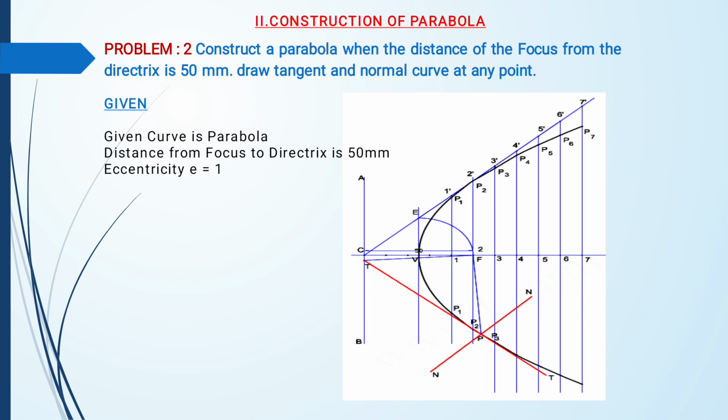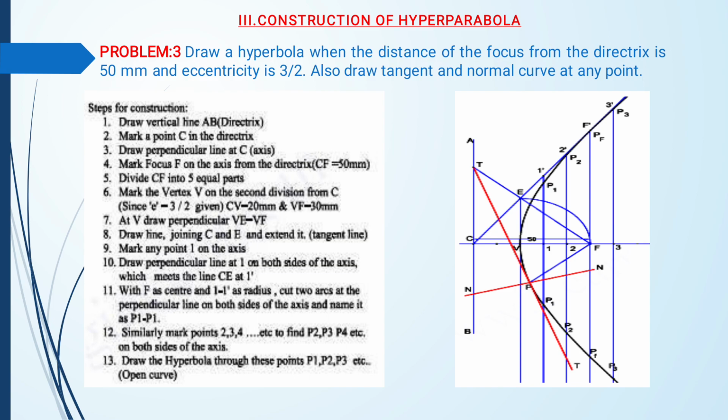So now we go for the hyperbola construction, the final one. In the hyperbolic curve, the eccentricity value is less than 1. Sorry, greater than 1. So E equals 3 by 2. So 3 by 2 means the 50 mm should be split into 5 equal parts.